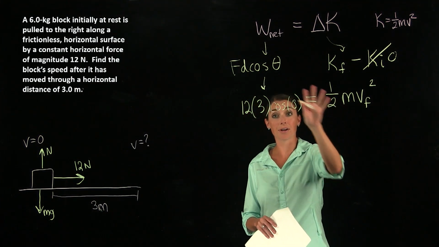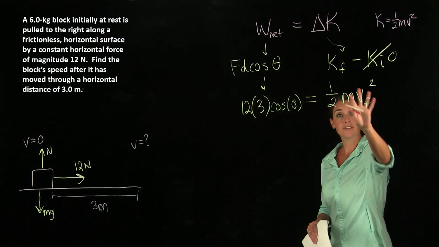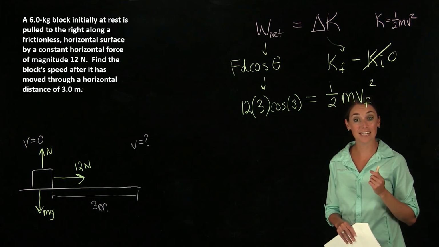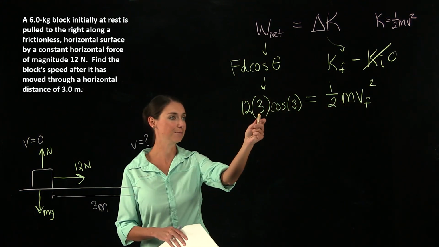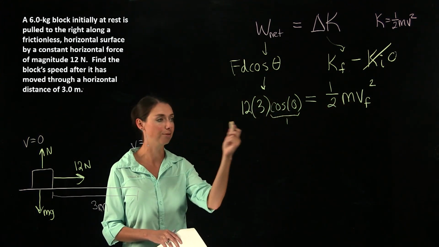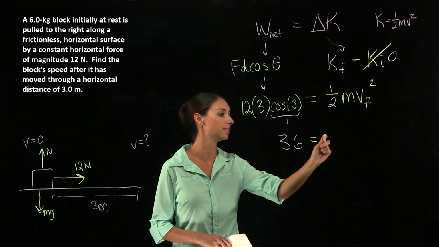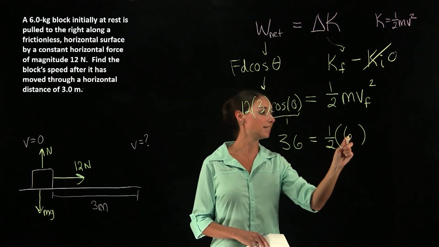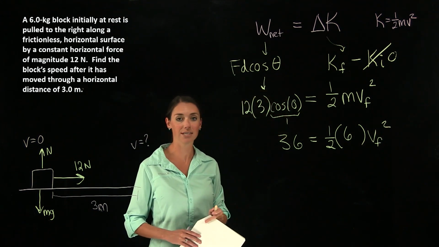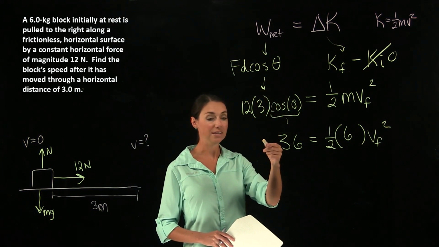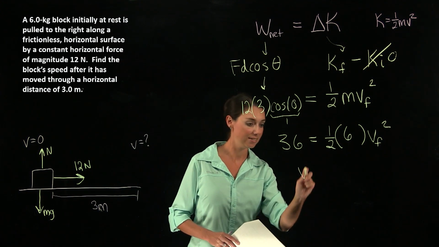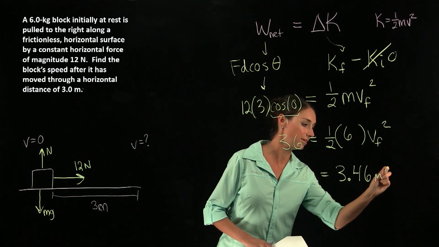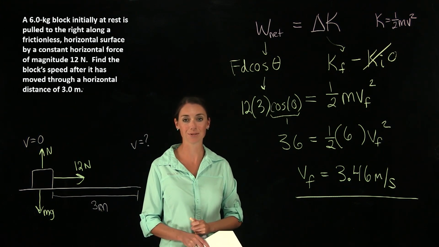So now we're comparing something numerical over here with work to something that will be numerical with kinetic energy. All right, so let's look at our numbers again that we're given and try to finish this thing up. So we know 12 times 3, cosine of 0 gives us 1. So 12 times 3 times 1, 36 equals 1/2. Wait, what was our mass again? It is 6 kilograms. 6 kilograms times the final velocity squared. So we can cross multiply by 2, divide by 6, take the square root, and you end up getting a final velocity of just below 3.5. 3.46 meters per second. And there you have it.